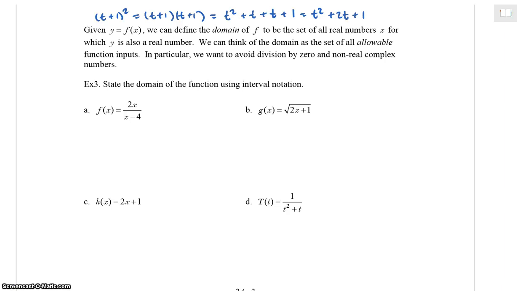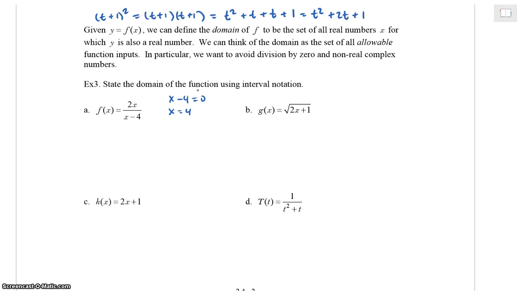And our first example, f of x equals 2x over x minus 4. Notice that from the denominator, if x is equal to 4, the denominator will equal 0. So we definitely want to avoid any value of x that would cause the denominator x minus 4 to equal 0. And of course x equals 4 would be the only value that would do that. That's the only value that we have to avoid. Any other value should be acceptable for this function. Any other value will not give us division by 0.